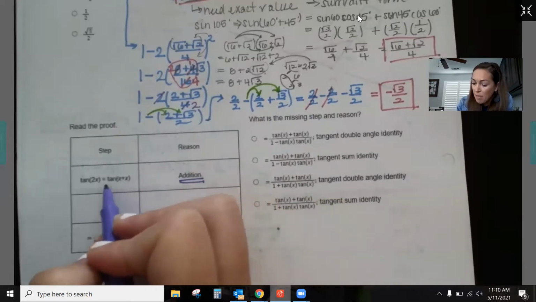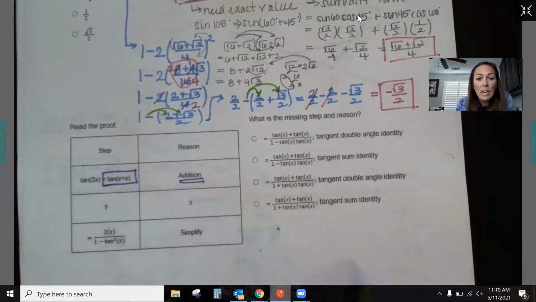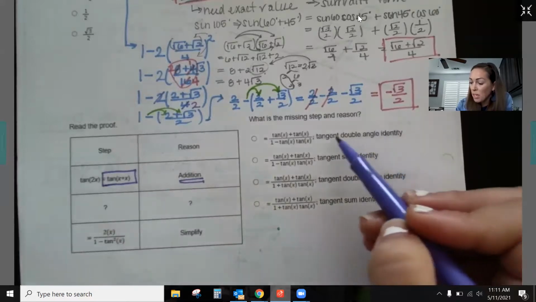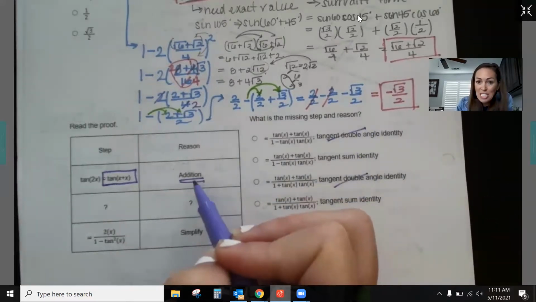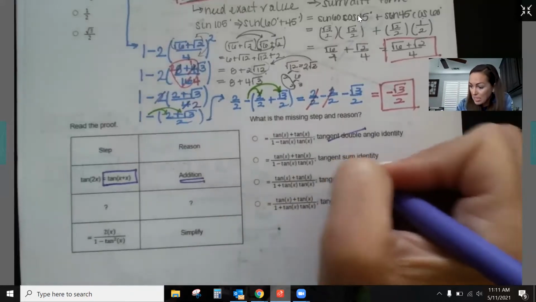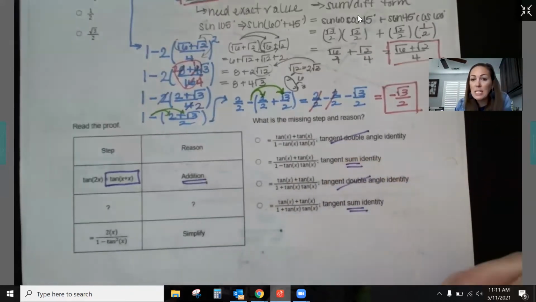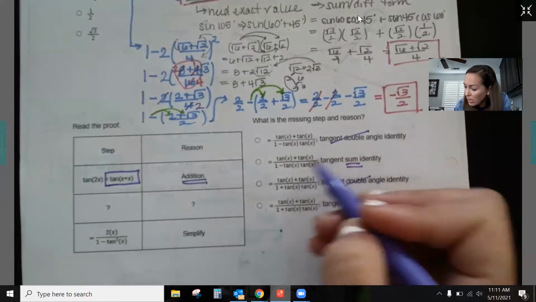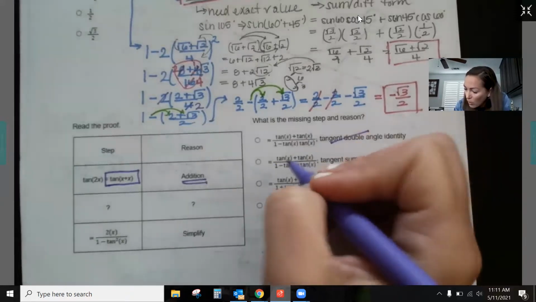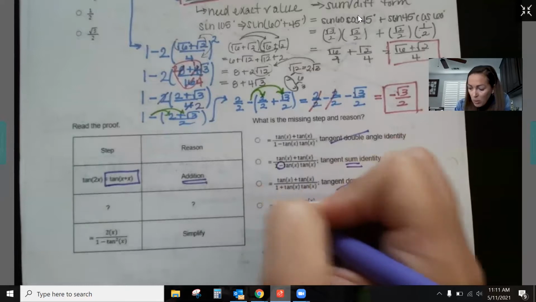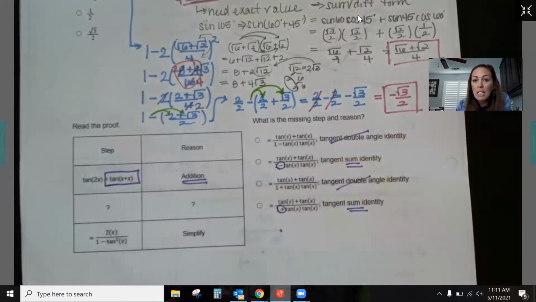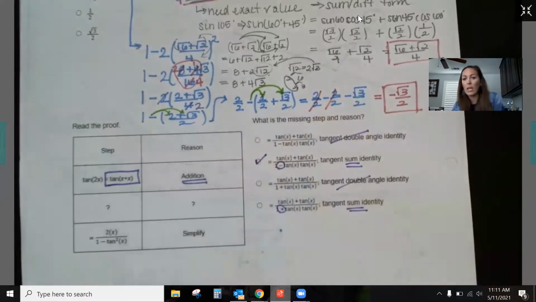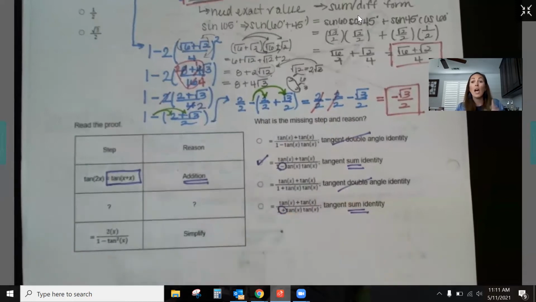So if I have this piece, what can I do with it? And I have a sum identity. Now it's not going to be double angle. Your hint here is addition. So think sum. And if I go to my sum identities, the difference between these two was only this sign right here. So we need to go to my sum identities formula and check to see which one is correct. And the correct one is this one right here. So that's it. These ones aren't too bad.